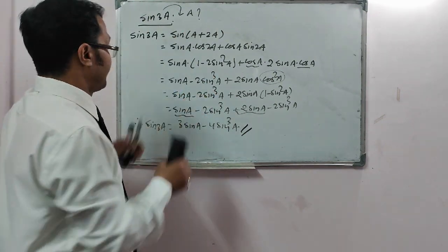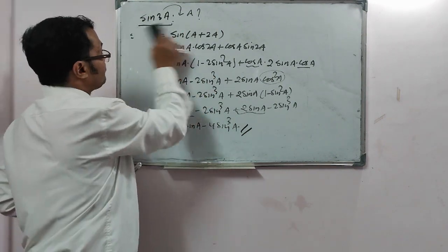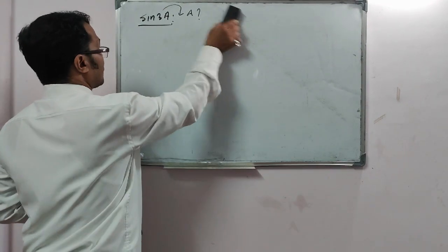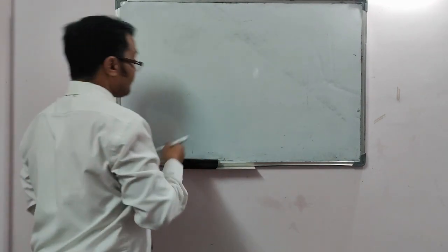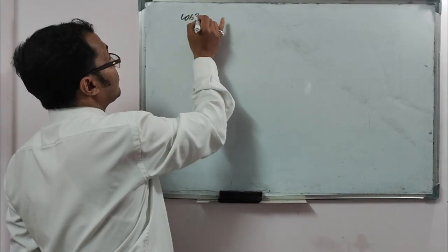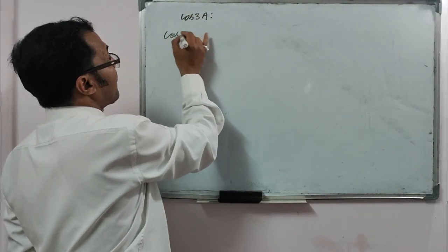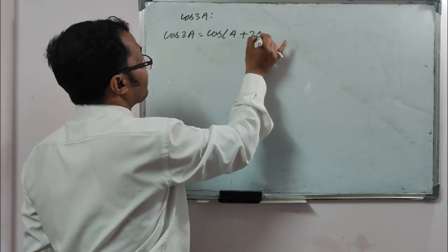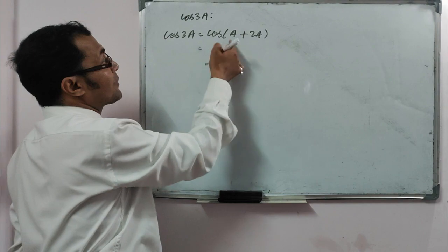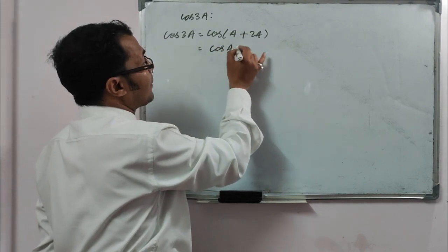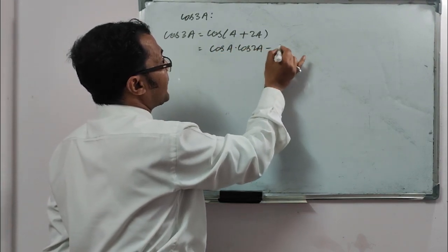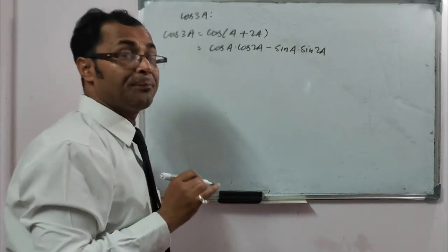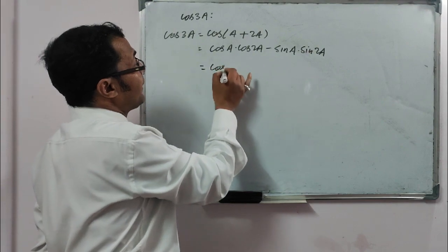Now we go for cos 3A. Okay? So let me write this. Just have a look. Cos 3A. Just like before again, cos 3A means cos A plus 2A. Alright? And then cos A plus B is cos A cos B minus sine A sine B. Okay? That is cos A.